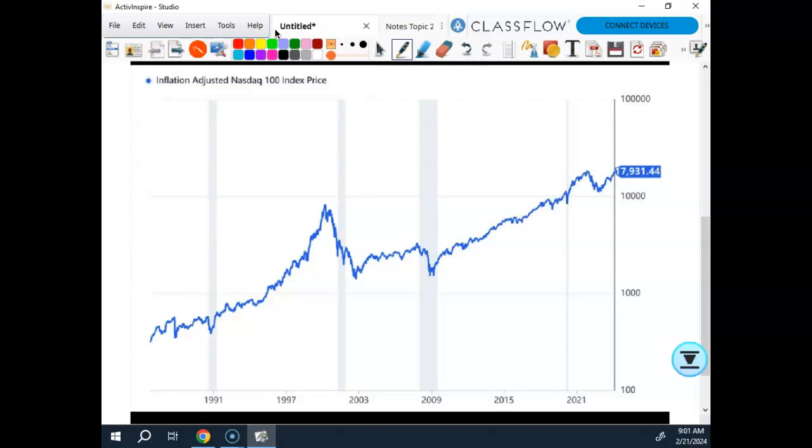So then we got 91, 97, just in case you can't read it, all the way up to probably 2022. But notice the Y values. They are logarithmically scaled, right? 100 times 10 times 10 times 10.